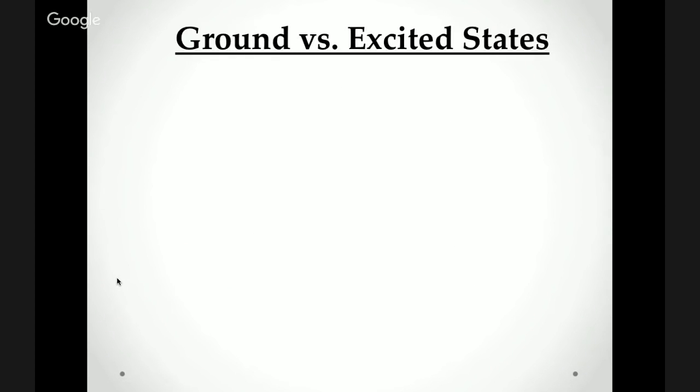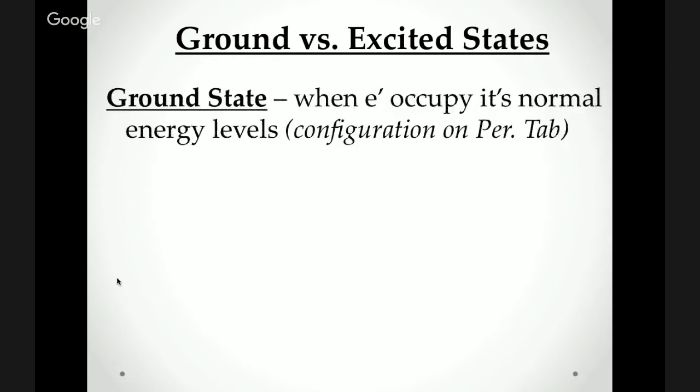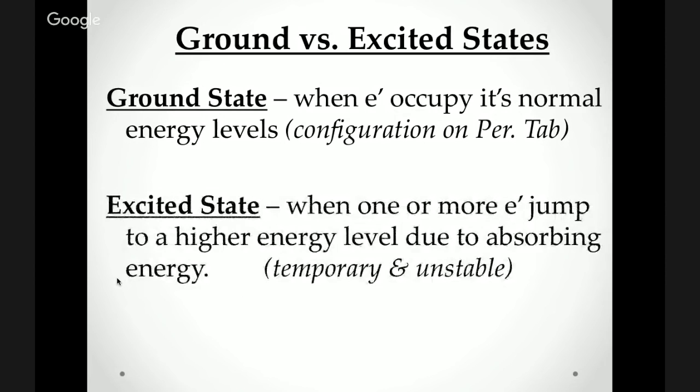Ground versus excited state. So we can look at this and understand that the ground state is when electrons occupy their normal energy levels. So when we talk about the electron configuration that appears on the periodic table, that is representing the ground state for all those atoms. Excited state is when 1 or more electrons jump to a higher energy level because some type of energy was being absorbed. Keep in mind, this is a temporary situation. It is an unstable situation, and those electrons will quickly return to their ground state.